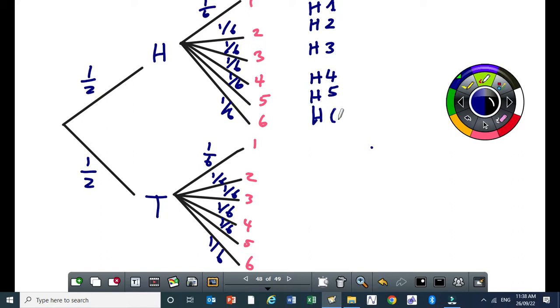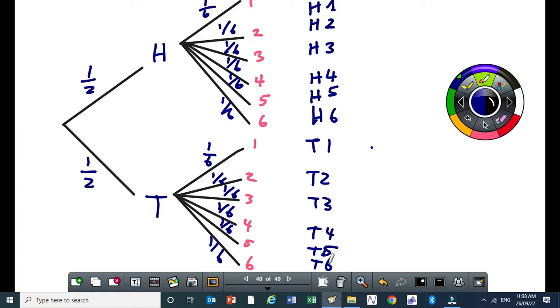You can have a head and a 6. You can also have a tail and a 1, a tail and a 2, a tail and a 3, a tail and a 4, a tail and a 5, and then a tail and a 6. So in total, how many possible combinations are you supposed to have? There are 12. Okay, in total. I'm talking about the combined outcomes.